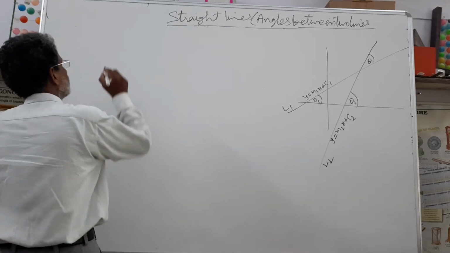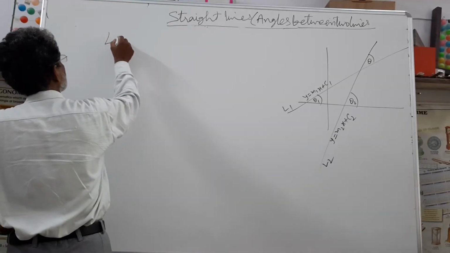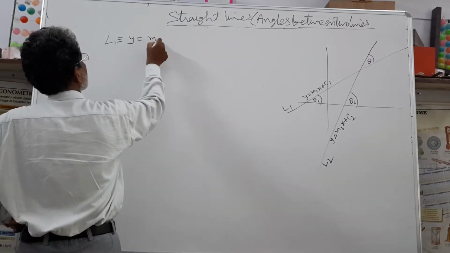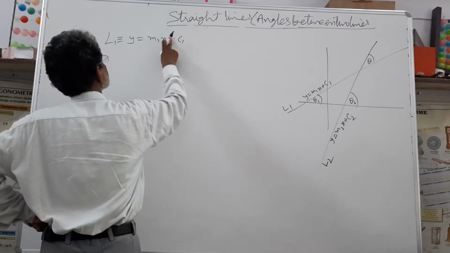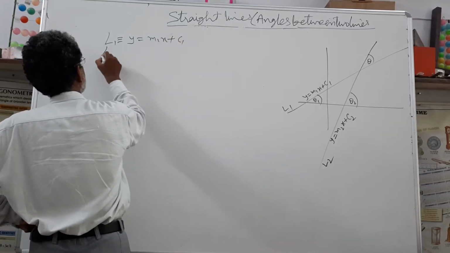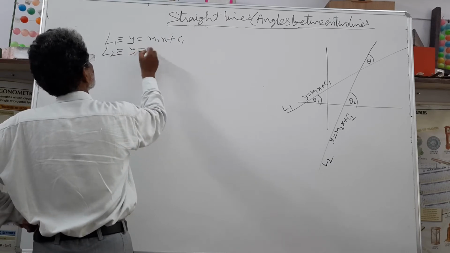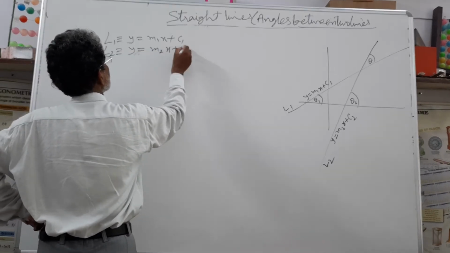As shown in the figure, let the first line L1 be y is equal to m1x plus c1, and the second line L2 be y is equal to m2x plus c2.